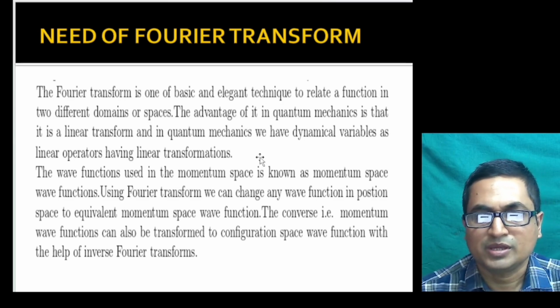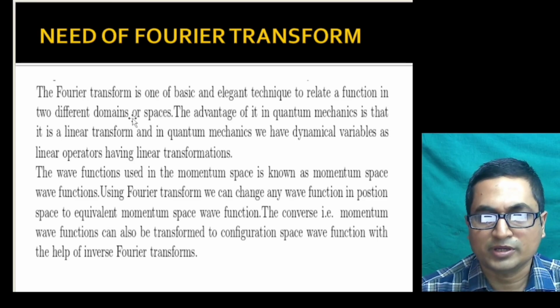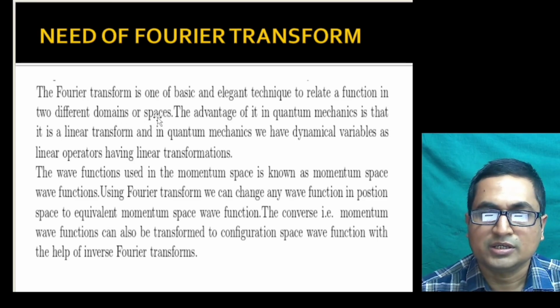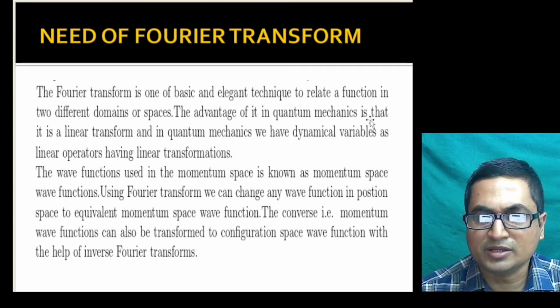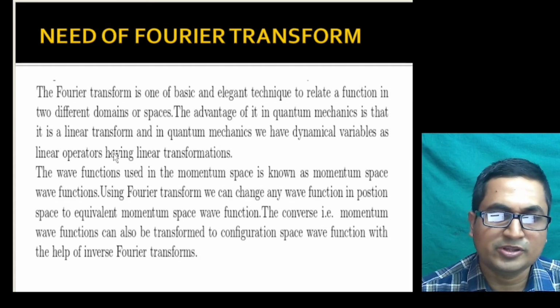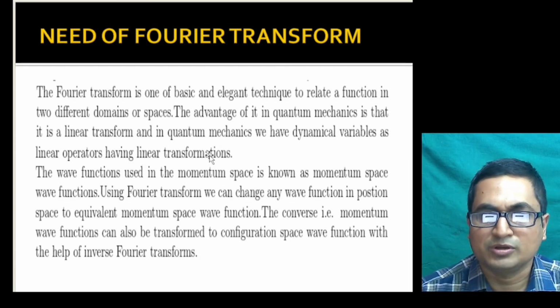Fourier transform. As you are quite aware from your mathematical physics course, the Fourier transform is one of the basic and elegant techniques to relate a function in two different domains or spaces. We can relate one thing in configuration space to another thing in momentum space. And the advantage is that in quantum mechanics, the dynamical variables are simply linear operators, and all the transformations are linear transformations without any higher degree of transformations.